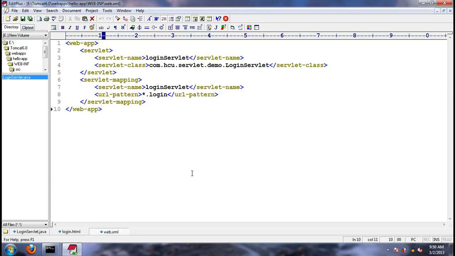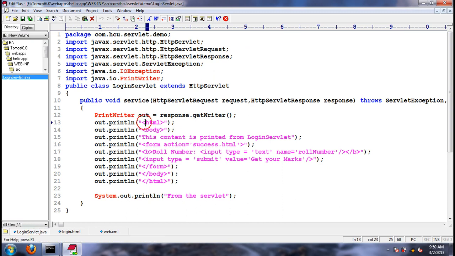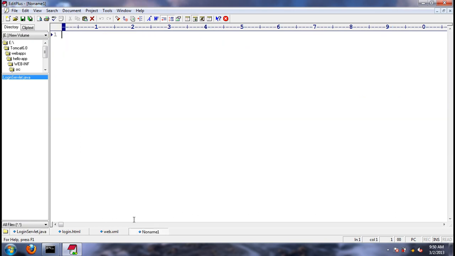We have discussed the basic servlet example in the earlier class. Now we are going to discuss some extended things. Basically, what is the inheritance hierarchy of the Servlet API?